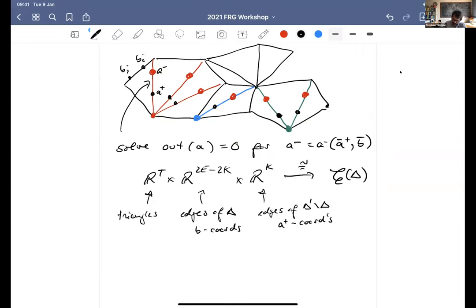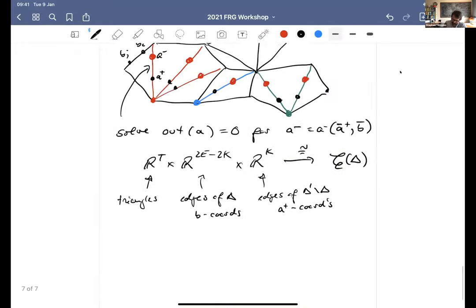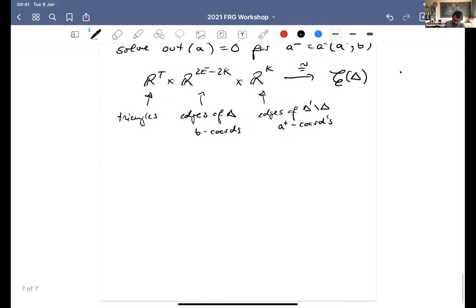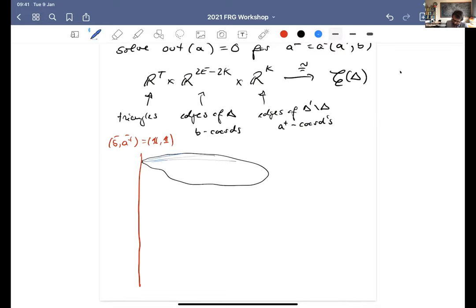This map is actually a diffeomorphism, because this one is a projection map, and this one just solves for these in terms of the other ones, by rational functions. The strategy now, using this structure, is similar but slightly different. To draw this Mickey Mouse picture, if you think of the all-one vector, where B and A plus is the all-one vector, it lies on the boundary of these. So you can show that your sets are star-shaped from a point on the boundary, like so.